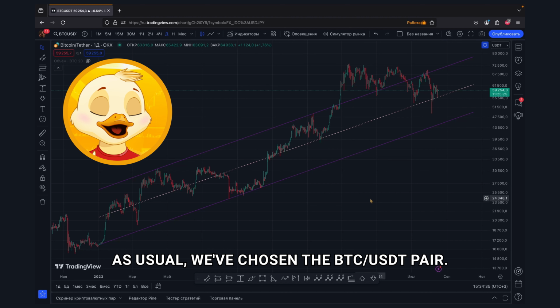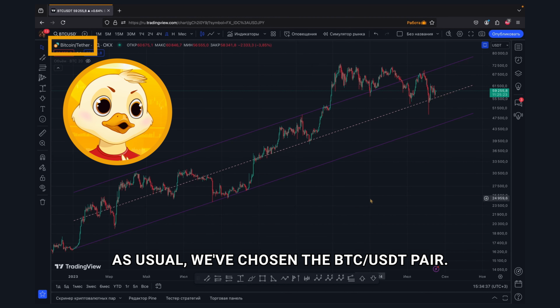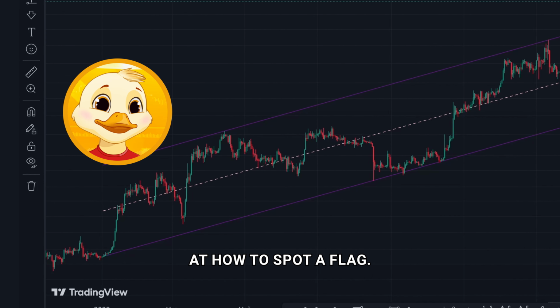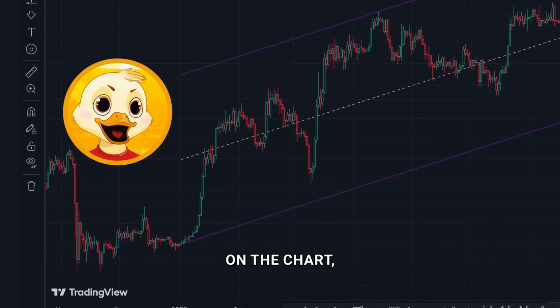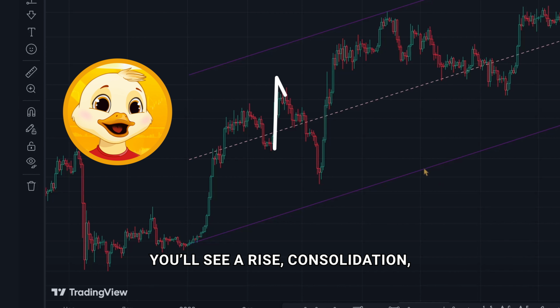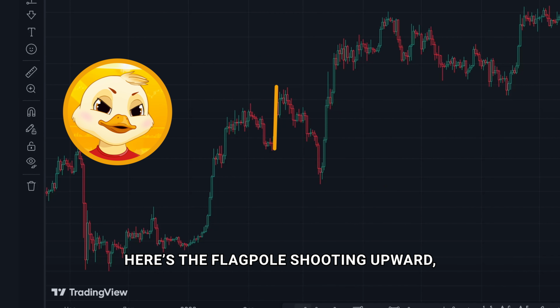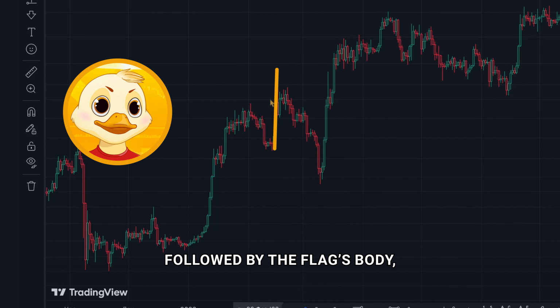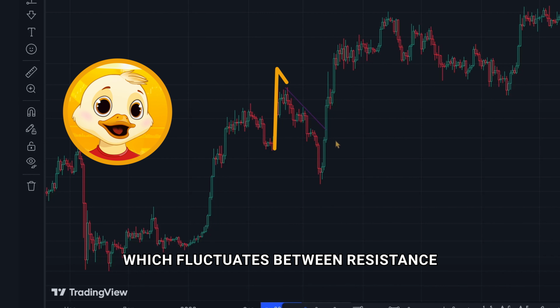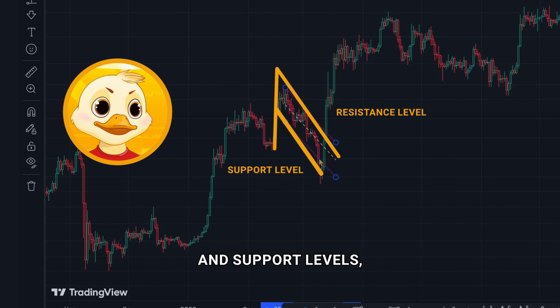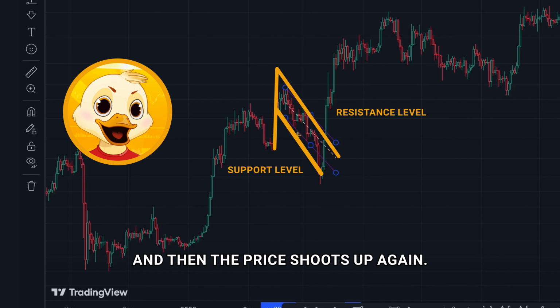Trading. As usual, we've chosen the Bitcoin USDT pair. Let's take another look at how to spot a flag. On the chart, you'll see a rise, consolidation, and then a breakout. Let's draw it out. Here's the flagpole shooting upward, followed by the flag's body, which fluctuates between resistance and support levels, and then the price shoots up again.